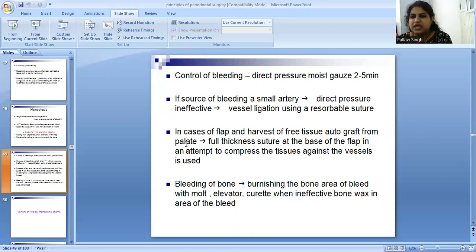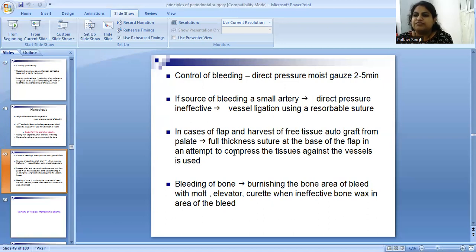In the case of a flap and the harvest of a free tissue autograft from the palate, full thickness sutures at the base of the flap are used in an attempt to compress the tissues against the vessels. If we are going to harvest the free gingival graft from the palate, then what we have to do is place the full thickness suture.